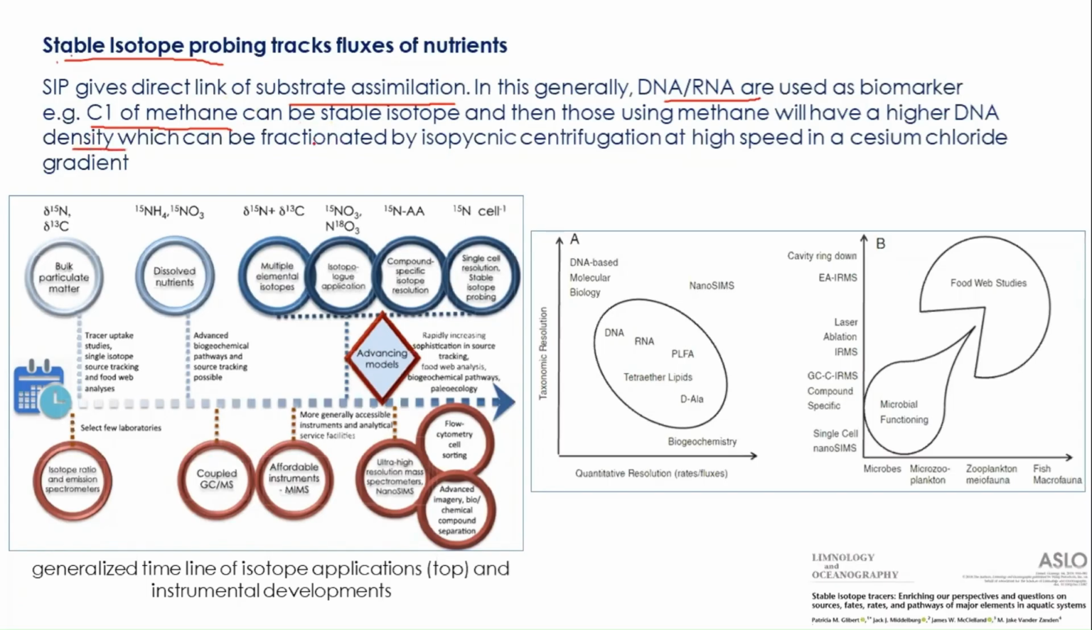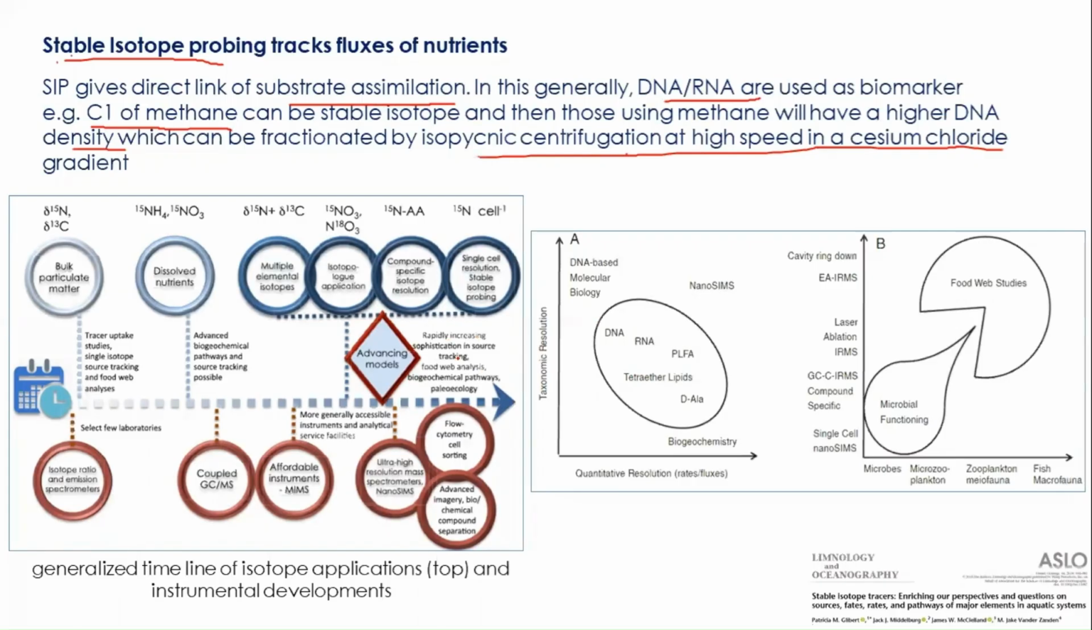density. Now, utilizing isopycnic centrifugation at a high speed in the cesium chloride gradient, you can separate that out, and then you can check which communities, which species, which individuals have utilized the methane, thereby telling you about the methanotrophs in the environment, right?